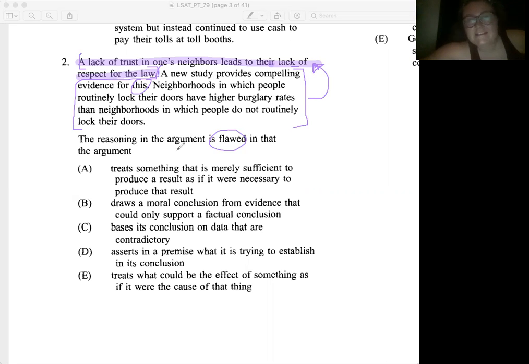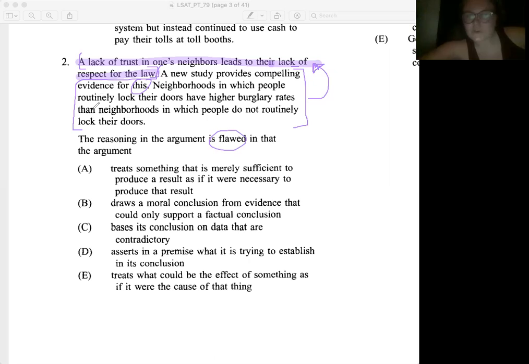Essentially what they're trying to say is, hey, in the neighborhoods that people lock their doors more, there's more burglaries. They're trying to say that it's the lack of trust or the locking of the door that makes people not respect the law. So what kind of flaw is it? It's one of the most common ones in the LSAT, and it's a correlation causation. Just because two things are correlated, it does not mean that one causes the other.